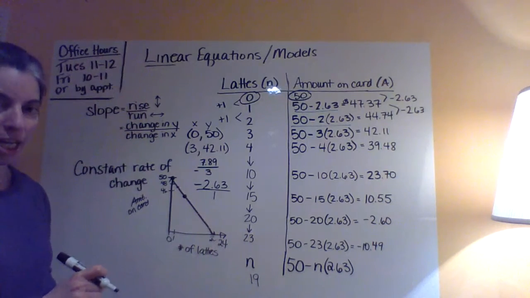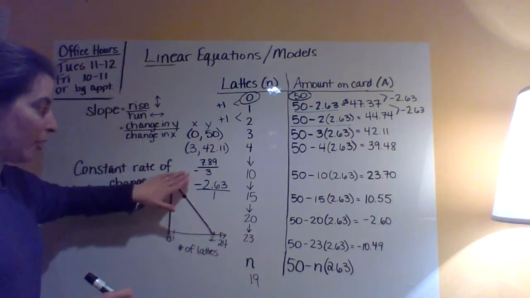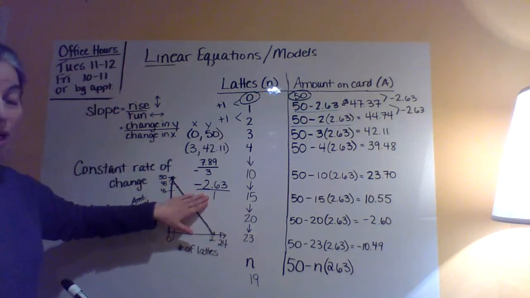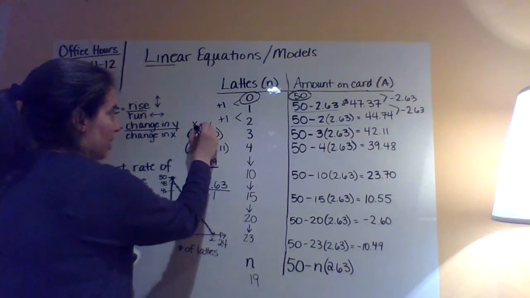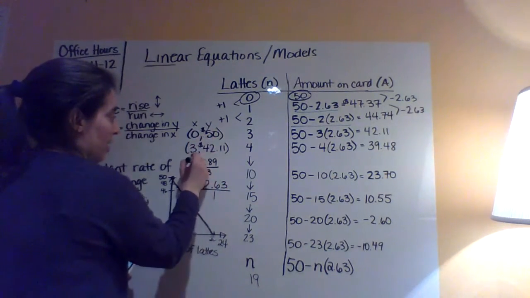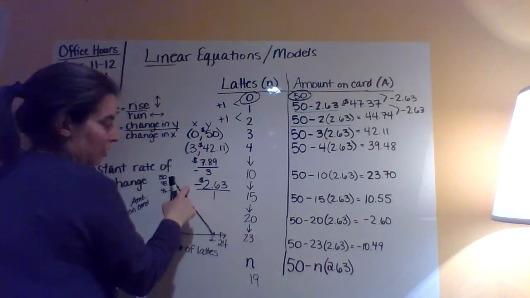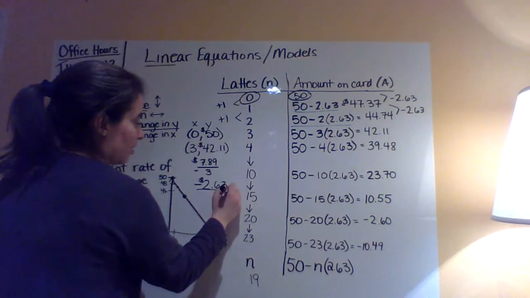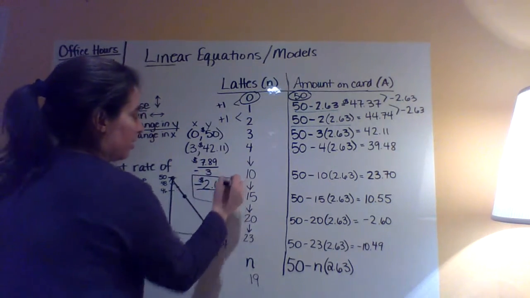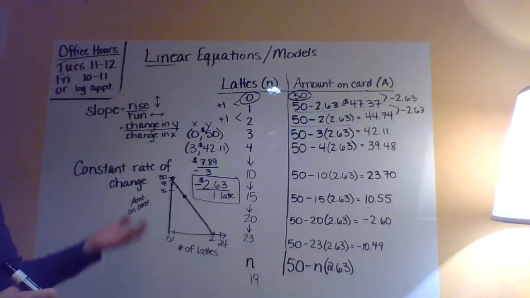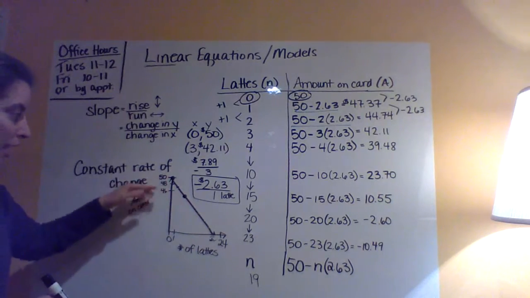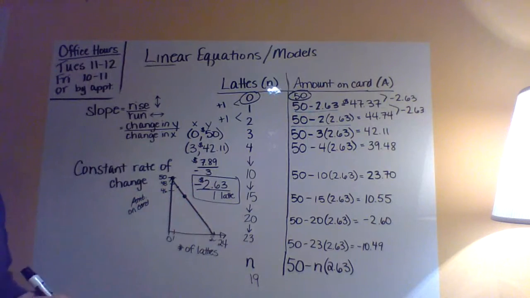Now, with a rate of change, it has 2 parts. It has how this part is changing and how this part is changing, and I want to use my units. So 2.63, what are the units on this? What were the units on these? Dollars, right? So it's going down $2.63 for every 1 latte. That's what that rate of change means in the context of that problem. Okay, that's how it changes. It goes down $2.63 for every 1 latte. We'll talk more about slope and rate of change in lesson 4.2.